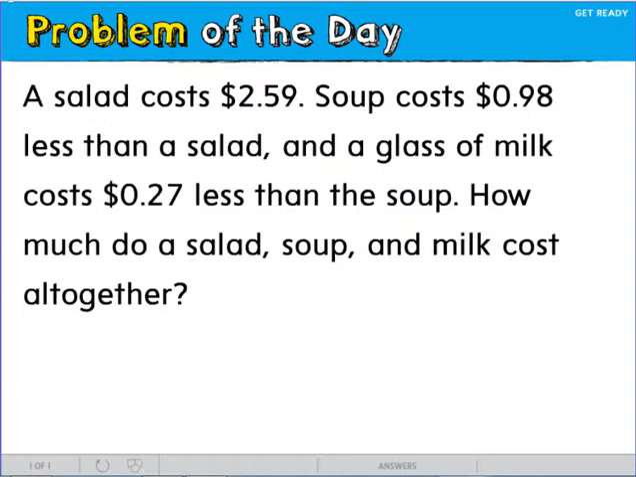How much do a salad, soup, and milk cost altogether? So, two-part problem. The first part, what do we need to figure out? We know the cost of the salad, but what cost do we need to figure out? The soup and the milk. So we need to figure out how much the soup and the milk cost first. After we do that, what do we need to do? Add them together, including the salad. There you go. Work it out on your whiteboard.